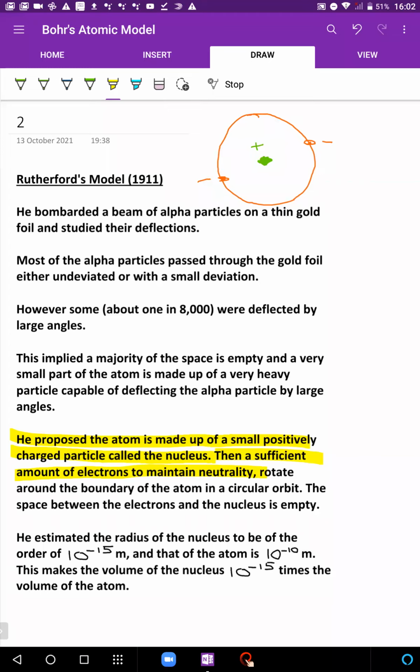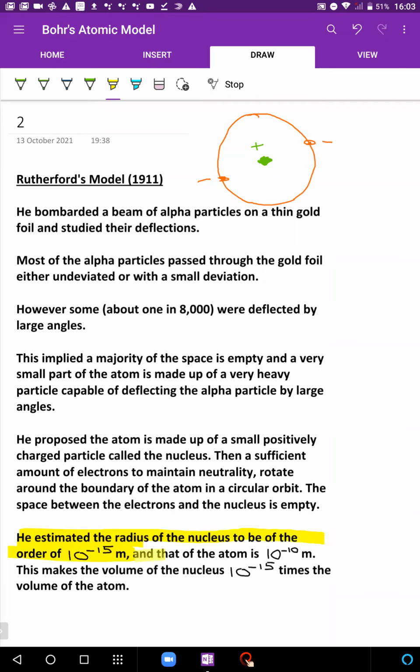So for the same amount of charge, an appropriate amount of electrons to maintain neutrality would rotate around the boundary of the atom in a circular orbit. Okay, and he said that the space between the electrons and the nucleus is empty. In fact, he estimated the radius of the nucleus to be of the order of 10 to the power minus 15 meters, based on what he did.